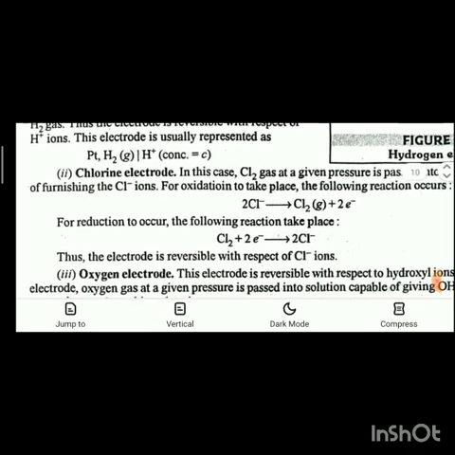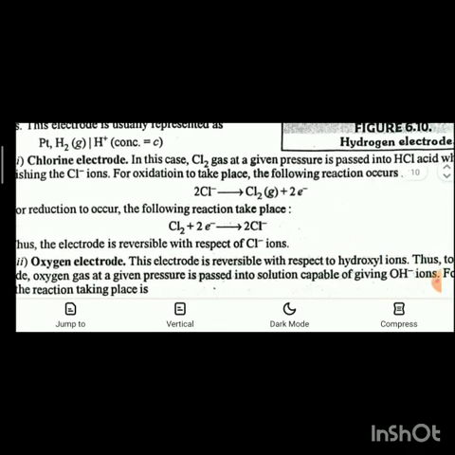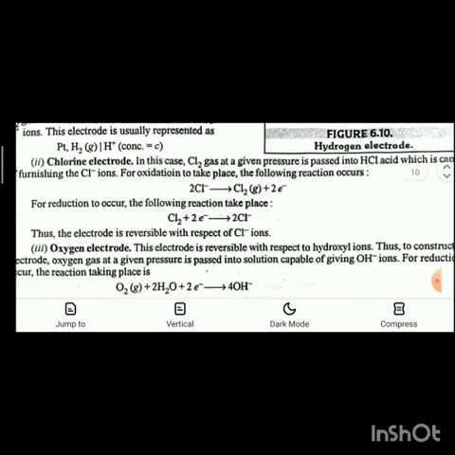Chlorine electrode. In this case, Cl2 gas at a given pressure is passed into HCl acid which is capable of furnishing the Cl- ion. For oxidation to take place, 2Cl- to form Cl2 plus 2 electrons. For reduction to take place, Cl2 plus 2 electrons to form 2Cl-. Thus the electrode is reversible with respect to the Cl- ion.